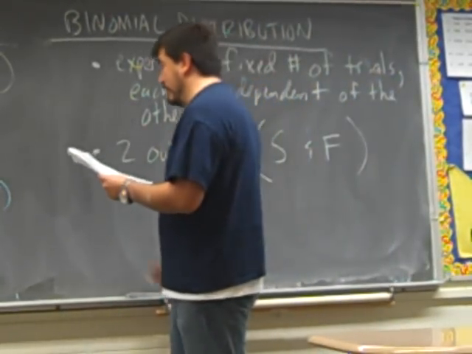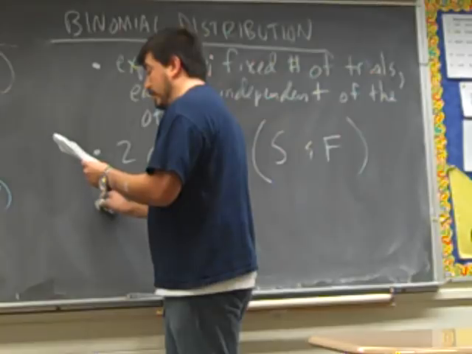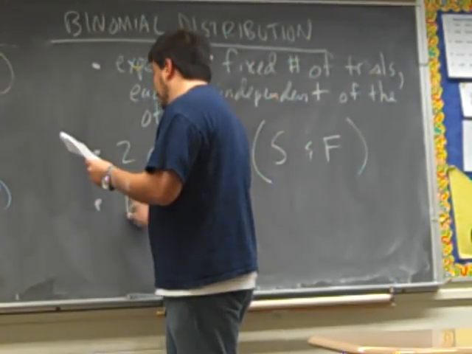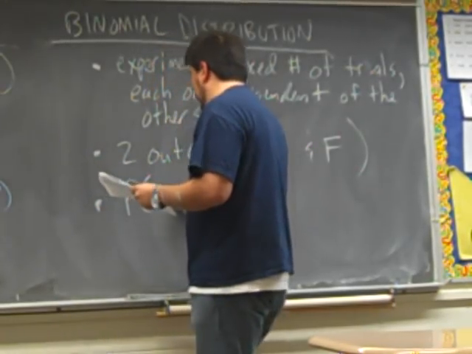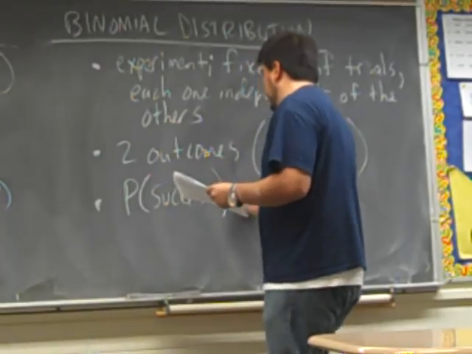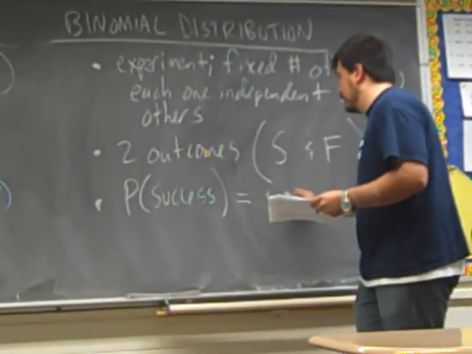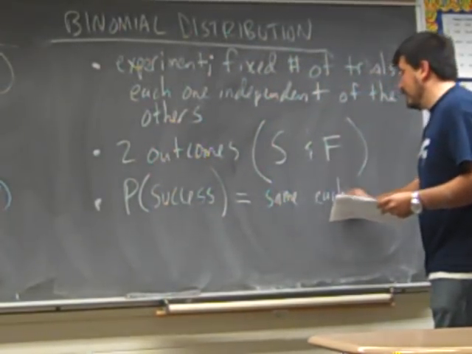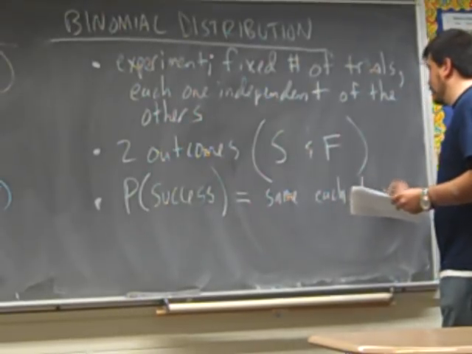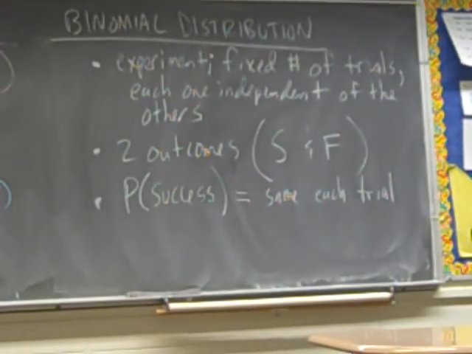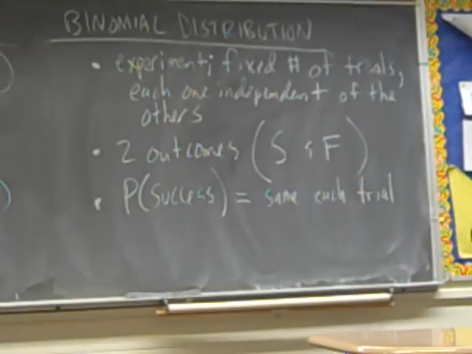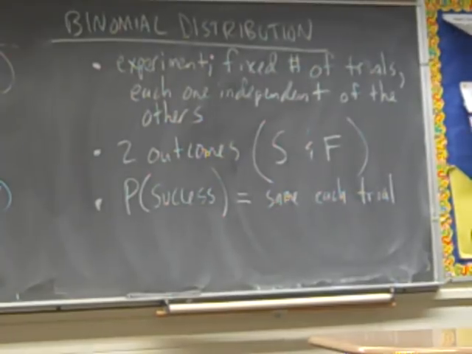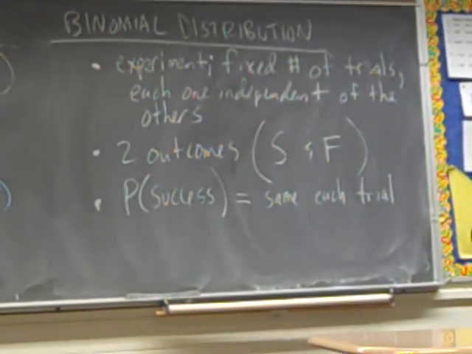Okay, and this is just more notation now. The probability of success is the same for each trial. So there's lots of conditions that need to be met in order to consider a binomial distribution problem. You have to have a whole bunch of repeated trials. Each trial has to be independent of the other one, and the probability of succeeding does not vary from trial to trial. It's always the same.